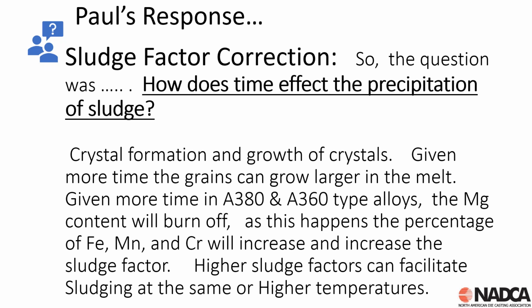So once you get higher sludge factors, those can then increase additional sludging. So you can get sludge formation at the same temperature or even at higher temperatures if those percentages are increasing.